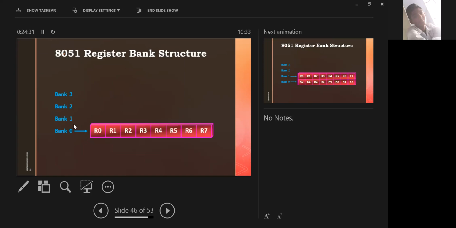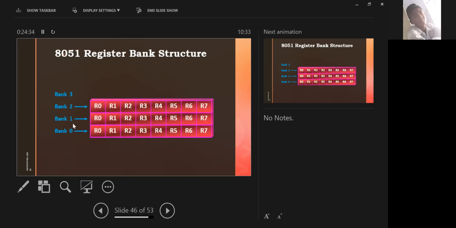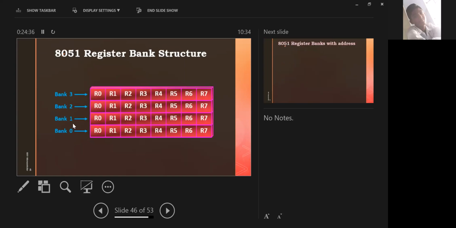So R0, R1, R2, R3, R4 and R5, these are the banks of registers which we have and which can be used. If you need to use those, you have to write accordingly on the program status word which bank you are going to use. So R0 to R7 registers exist in bank zero, and the same in bank one, bank two and bank three.